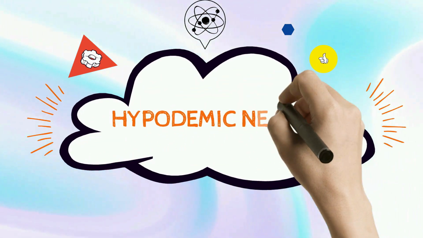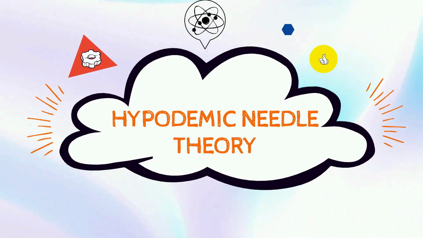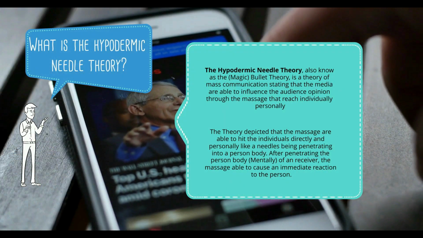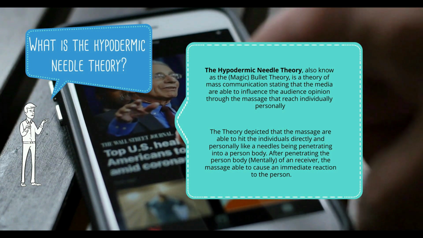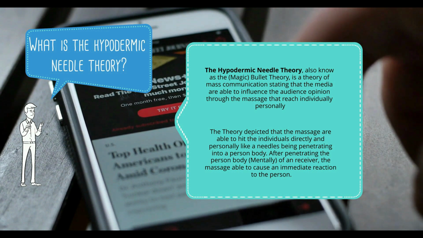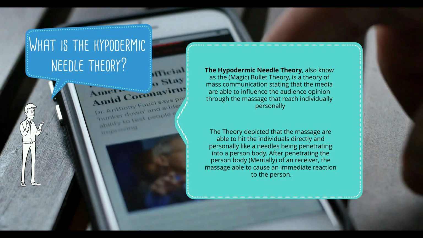First of all, I would like to start this presentation by explaining what the hypodermic needle theory is all about. In order to understand a theory, we need to understand first what the real meaning of the theory is. The hypodermic needle theory is better known as the bullet theory. This theory is often linked to mass communication, which states the media is able to influence the audience.